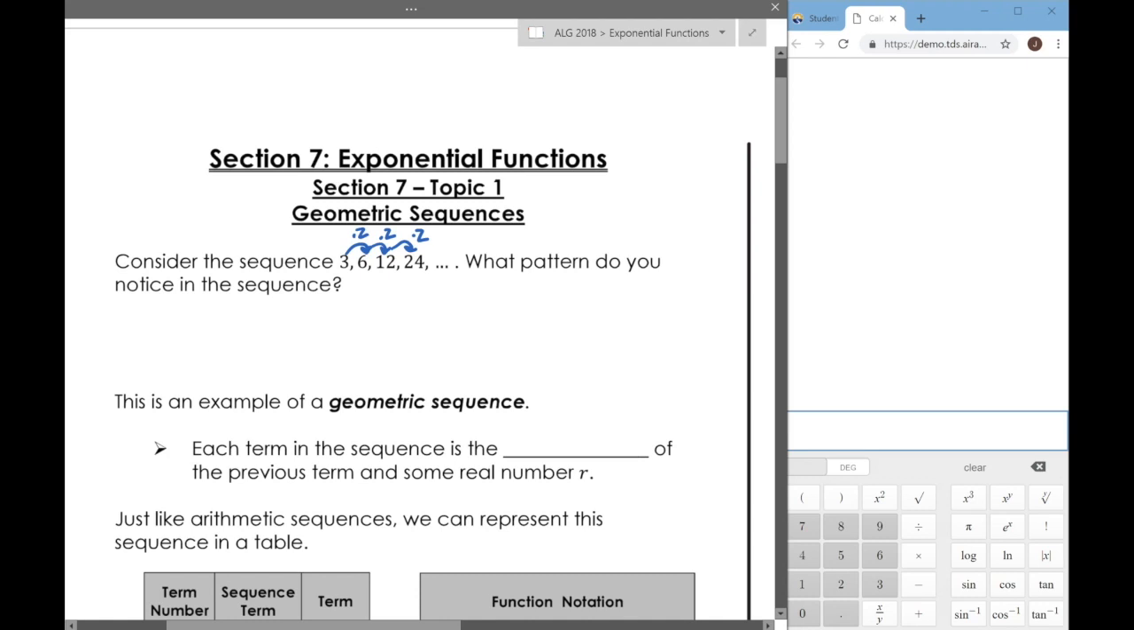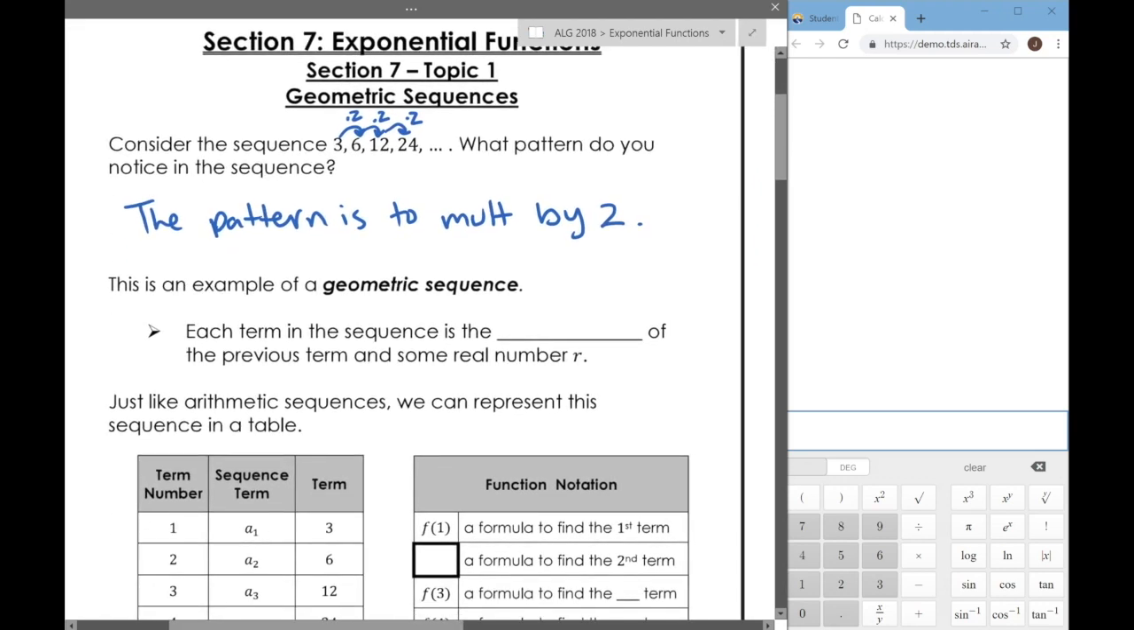Okay, so what's the pattern that we see? Well, the pattern is to multiply by 2. Okay, each time we multiply by 2. Okay, this is an example of a geometric sequence.